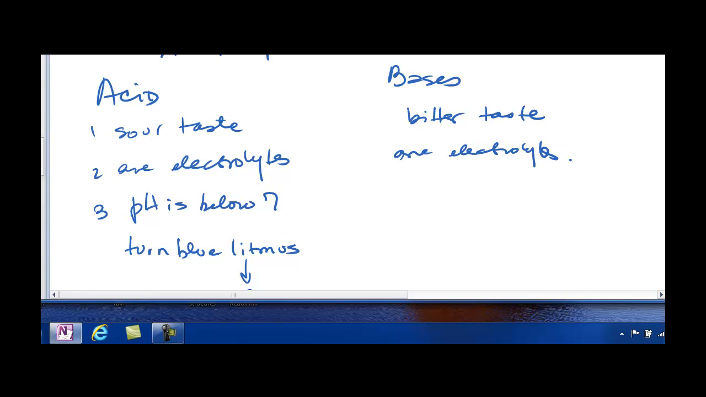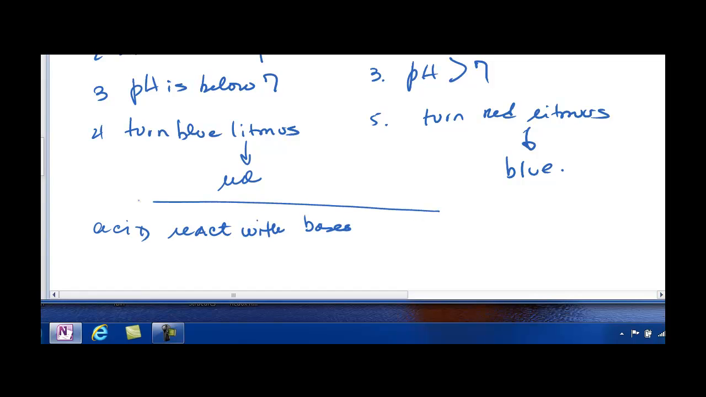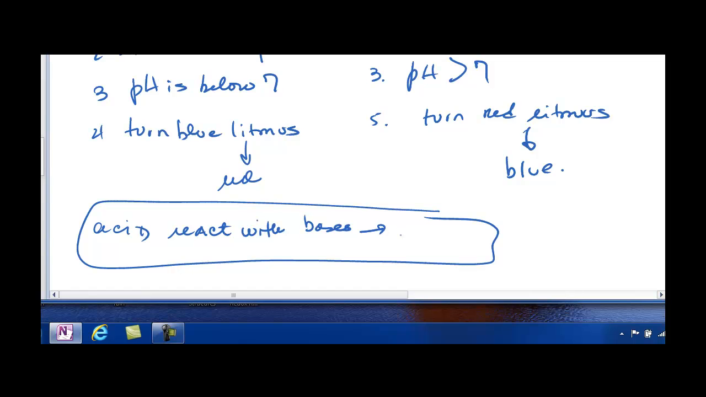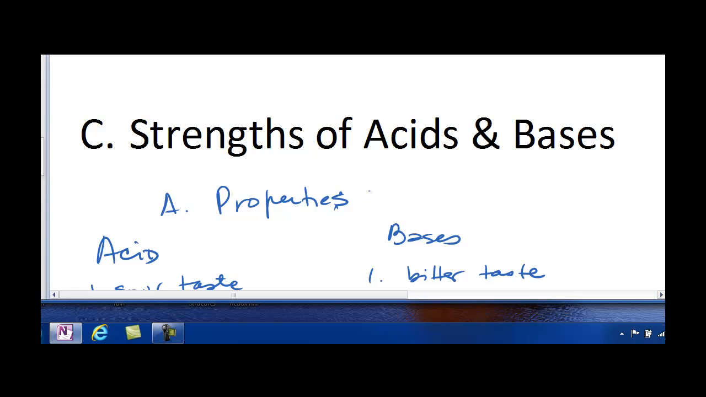What else? The pH is higher than 7. What about if you use litmus paper? They turn what? Red litmus. They turn it blue. And of course, acid reacts with bases, and that's called a neutralization reaction. We've seen those before. Okay, so this is not a new topic by any means, and we are familiar with many of the properties.